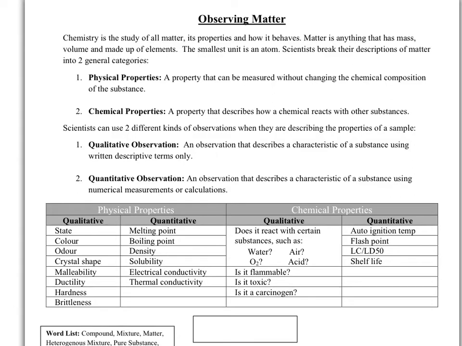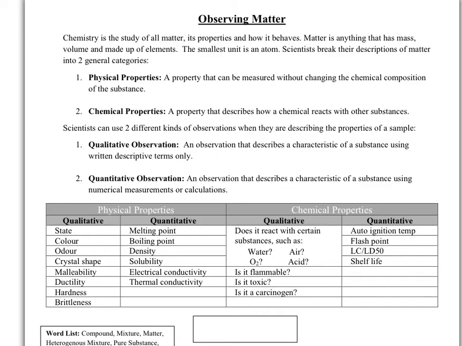Matter is defined as anything that has mass and volume and is made up of elements. When scientists observe matter, we break our descriptions into two general categories. When describing a physical property of a substance, it's a property that can be measured without changing the chemical composition. That means after we take the observation, we still have the original substance.